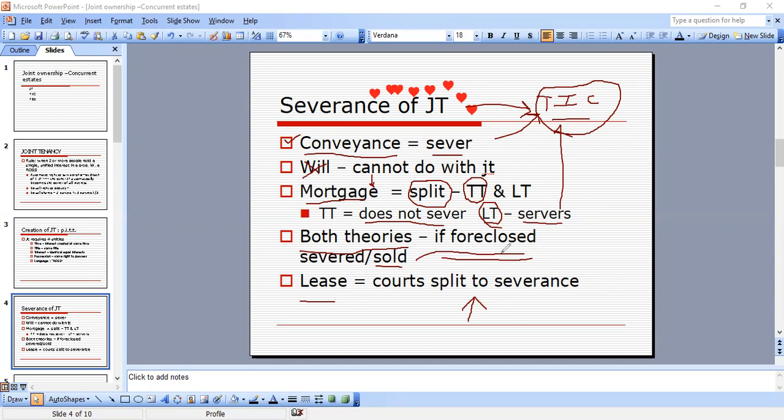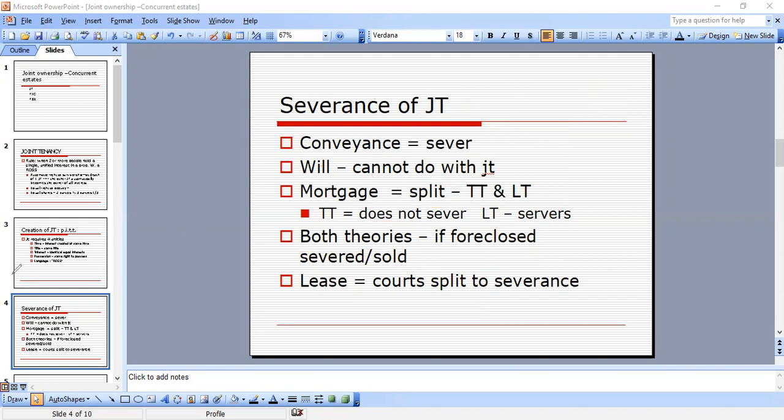Now, if it's foreclosed on and sold, the joint tenancy is severed, okay, if the mortgage is actually foreclosed and the property is sold. Have to memorize that.